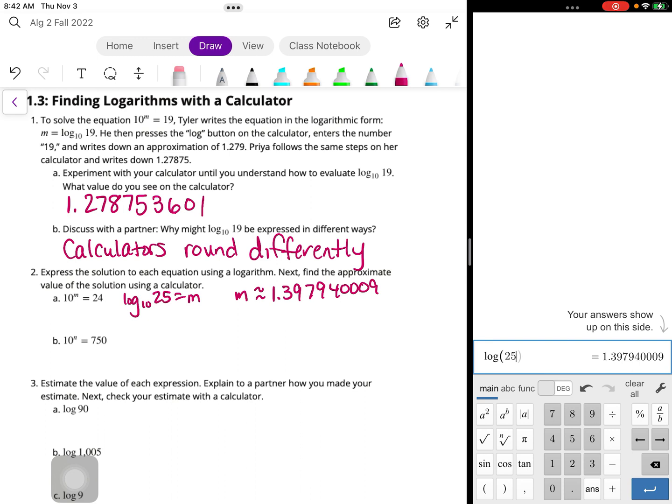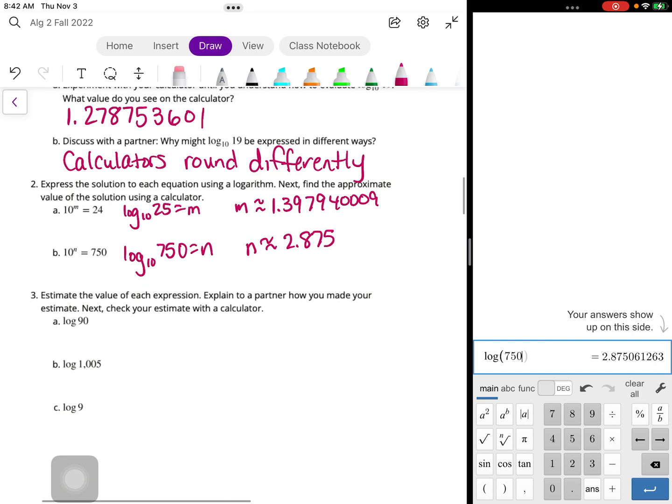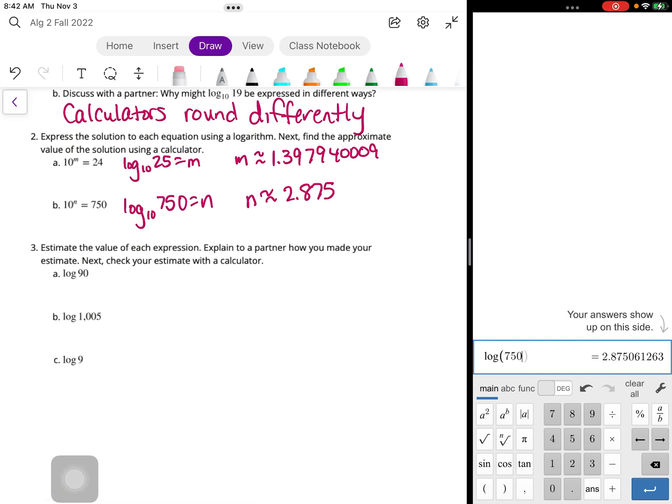All right, let's take a look at the next one. Log base 10 of 750 is equal to n. Oh, I didn't write 750. And so n is approximately 2.875. We'll round it there. All right, so then let's take a look at the value of each of these.